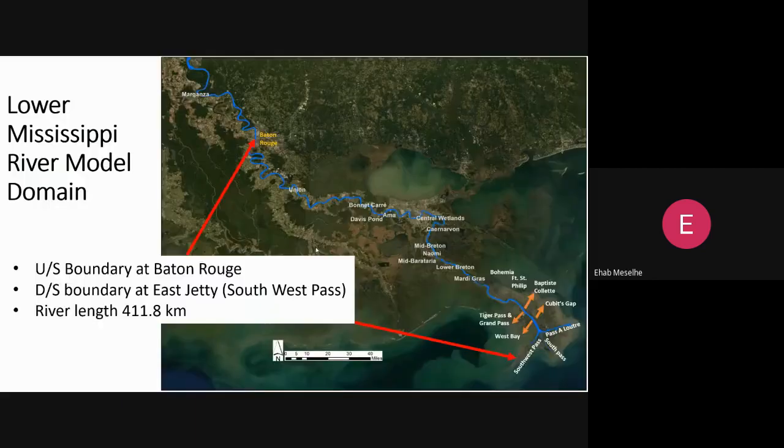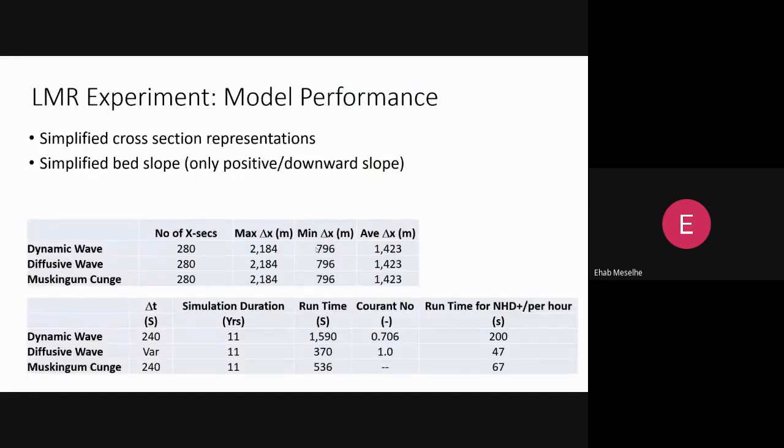I will start with the Lower Mississippi River example, which is basically the downstream-most 400 kilometers of the Mississippi River. We applied all three methods, Muskingum-Cunge, diffusive, and dynamic wave, to that portion of the river. We wanted to examine the relative speed of these methods. The dynamic wave took approximately 1600 seconds to run 11 years. The diffusive wave was an order of magnitude faster than that, and quite comparable, maybe slightly faster than the Muskingum-Cunge. That was an interesting benchmark experiment.